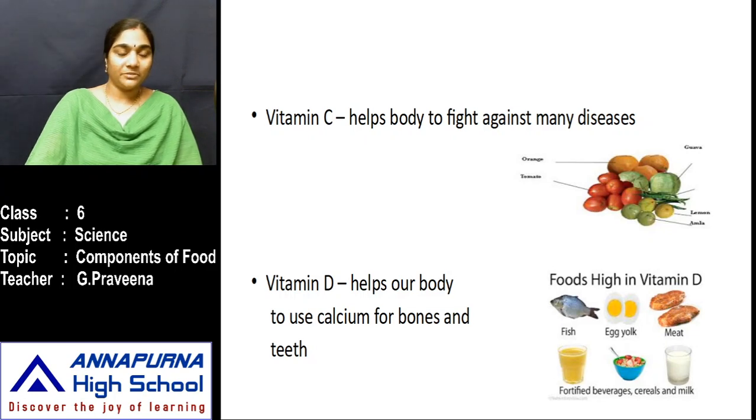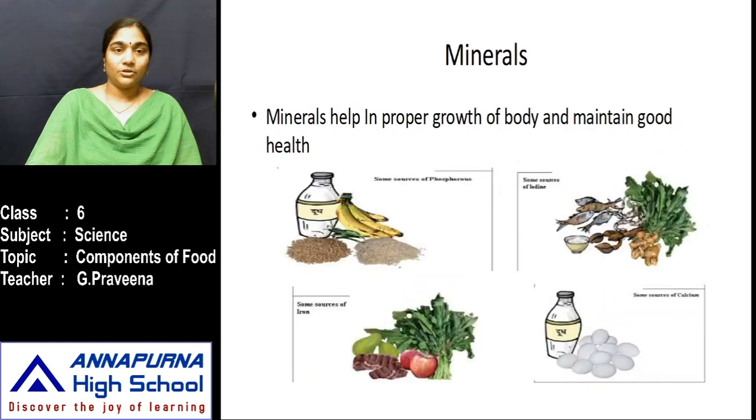Then coming to vitamin D. So the major natural source from where we get vitamin D is the sun. And apart from that, we also get vitamin D through food sources such as fish, egg yolk, meat, cereals, milk and fortified beverages. So vitamin D helps our body to use calcium for bones and teeth. So those are the different vitamins: vitamin A, vitamin B, vitamin D and vitamin C.